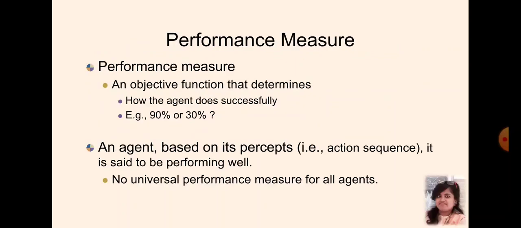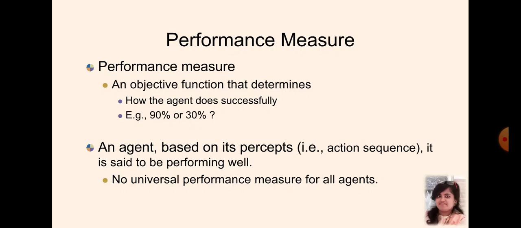Now let's talk about the performance measures. This is basically an objective function that determines how successfully the agent does, that is, how good it is. Suppose you are going to give an exam, what will be your performance measure? How many marks you get. Similarly, if the tile is dirty, how much dirt you can clean from that particular square. If you have collected 90% of the dirt or 30% of the dirt, that is your performance measure. An agent, based on its percepts, that is the action sequence, is said to be performing well.